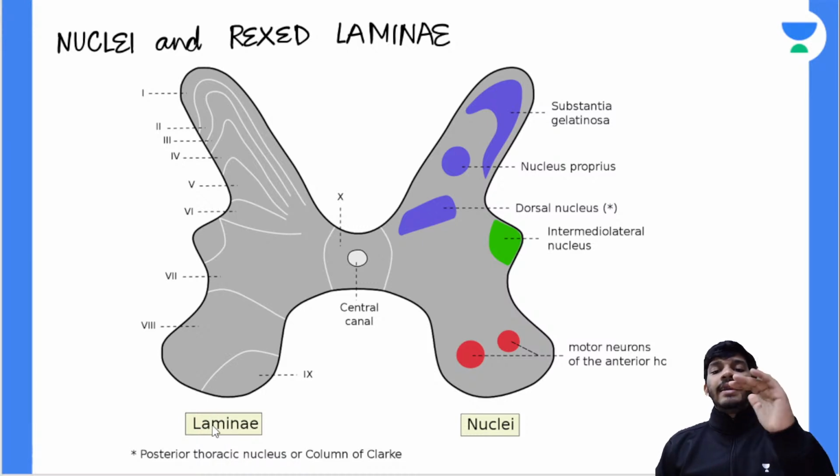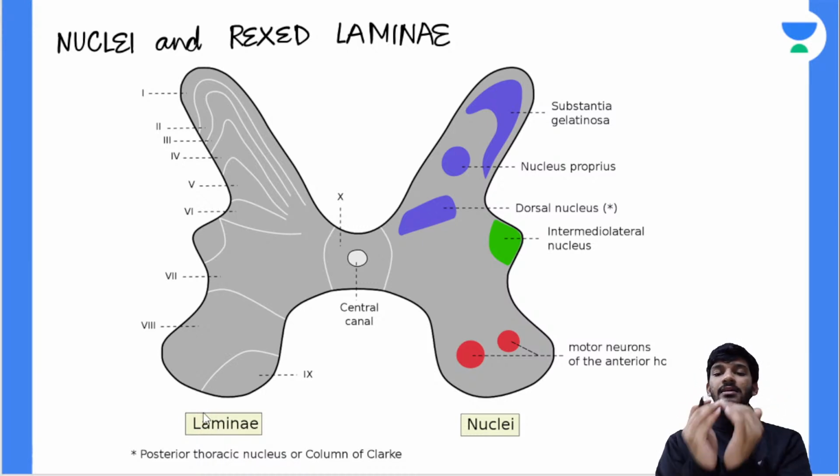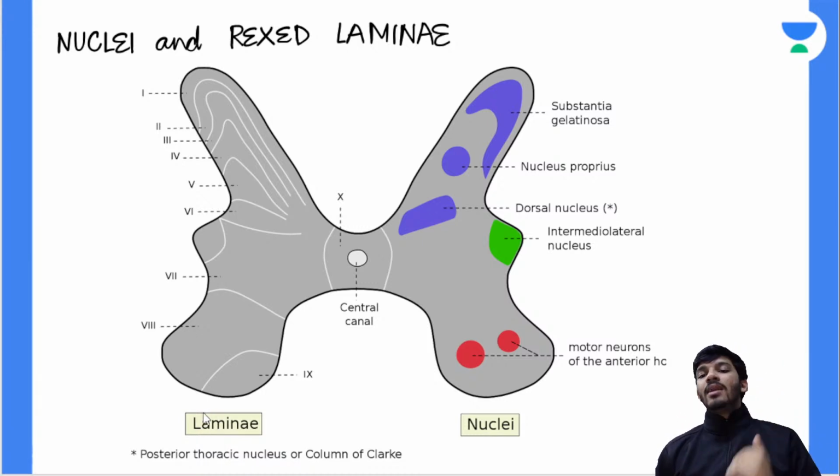These are called Rexed laminae. Rexed means that there is a certain orientation. They are arranged parallel to each other. And then there are nuclei here. So first of all, let's understand that there are nuclei in the dorsal horn.